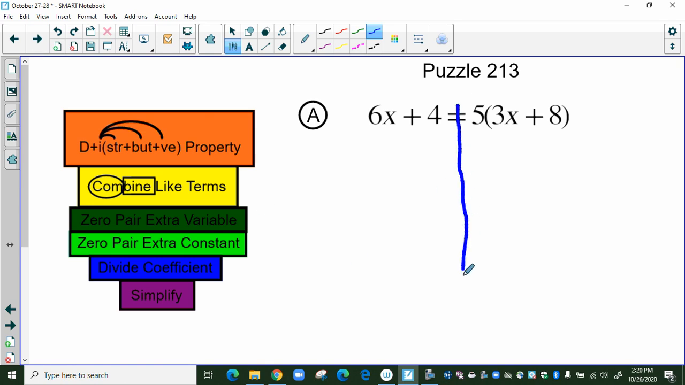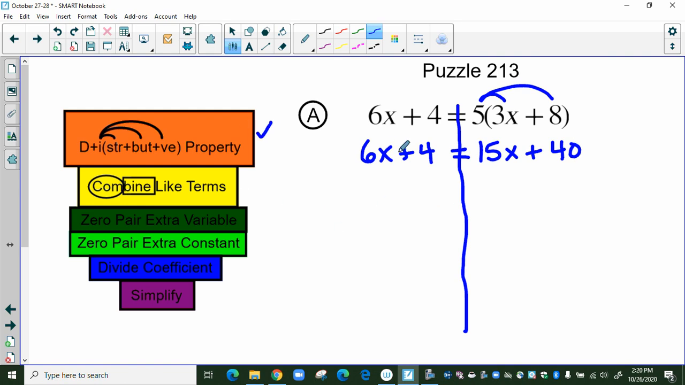This is actually the exact same type of problem, just the distributive property is on the right instead of the left. So go ahead and pause the video, work this one out, and then start it up again to see if my answer matches yours. For the distributive property, we're going to multiply right here. That means the 6x plus 4 is coming down because right now I'm not doing anything with it. 5 times 3x is 15x, and 5 times 8 is 40.